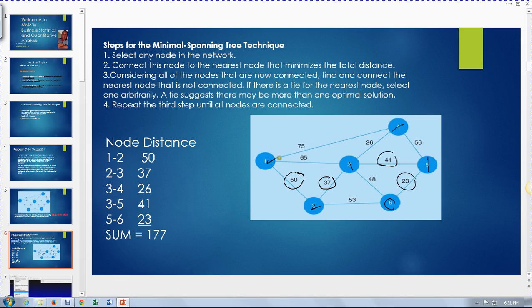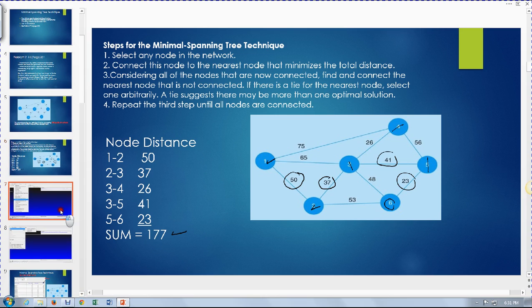So we did that manually. It's not too bad. It goes from 1 to 2 to 3 to 5 to 6 for a total of 177 miles. That is the manual way of doing it.